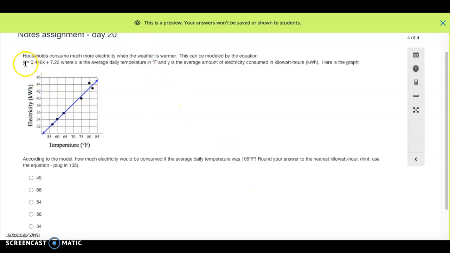What I want you to do is use this formula right here. Put it in your calculator. Take 105 degrees and put it where the X is. So 105 times 0.446, and then once you get that answer, add 7.22. Whatever answer you get, it's going to be way up here somewhere, 46, 48, 50-something, maybe 54. I don't know what it is, guys. Put it in your calculator and find out, okay?